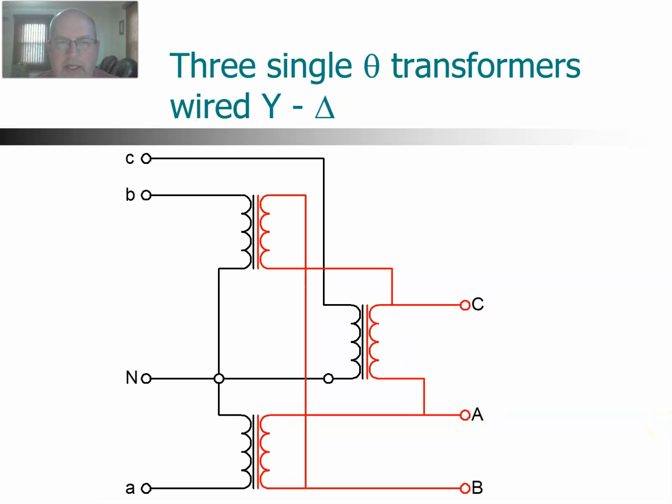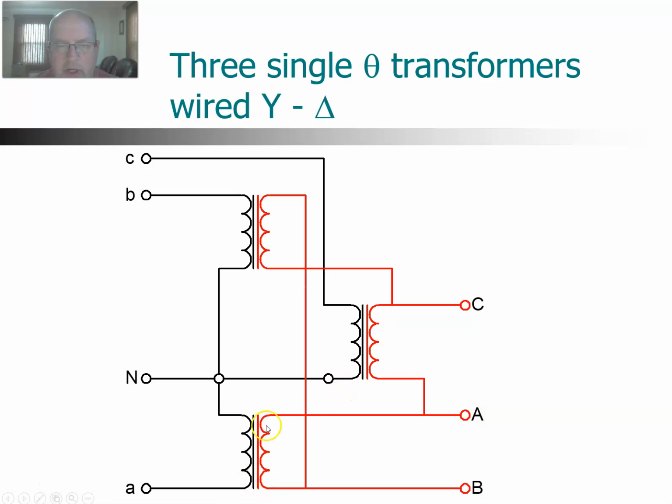We can have a Y delta. Here the primaries are wired exactly the same as we had a moment ago, but the delta is in the secondary. And what that means is each of the windings connects to another winding on both ends. So it forms a circle. So you can kind of go from one winding to another to another.